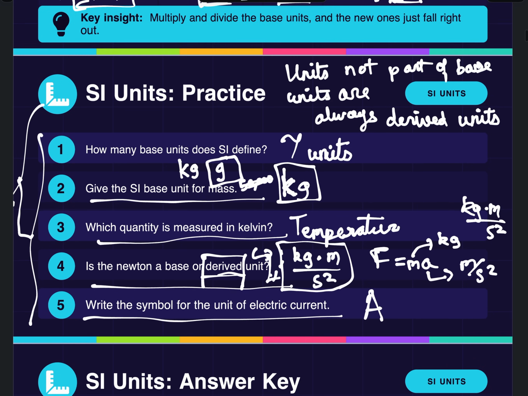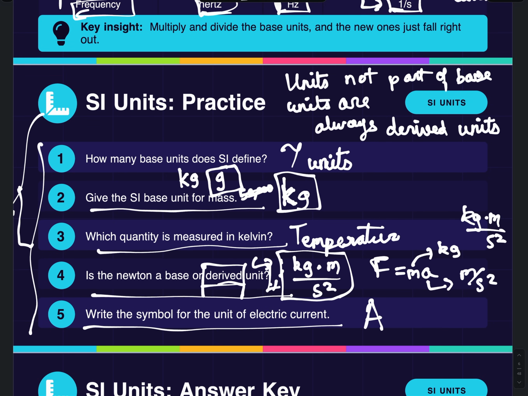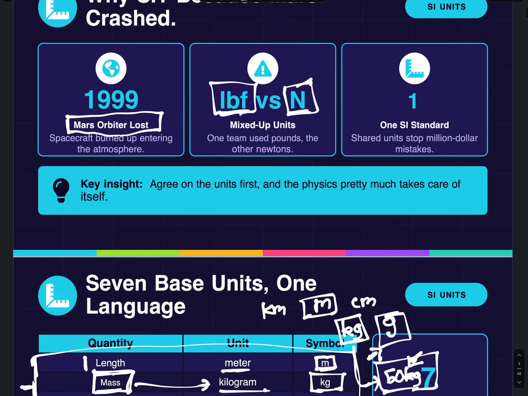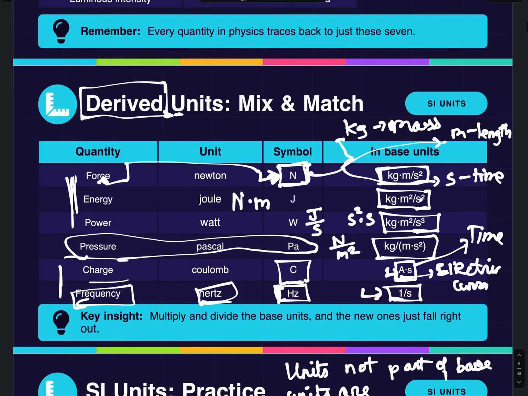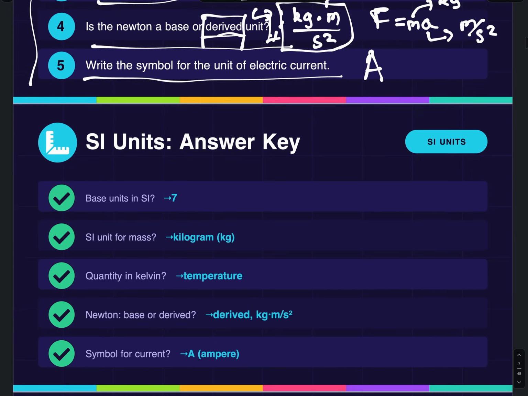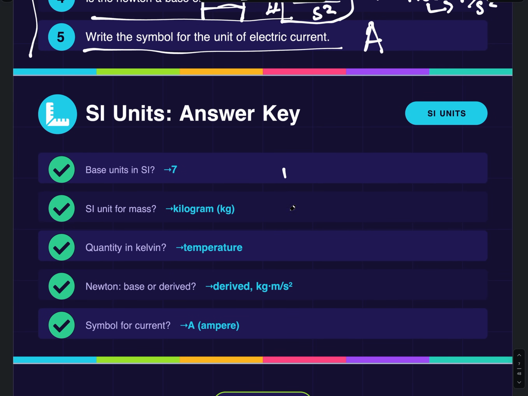And then we'll go over how to convert between units. Okay, so after SI units, later on we'll go over graphing, conversion between units, trend lines, packing fractions, and then we'll review all of it in a more encompassing video. Okay, here are your answers.